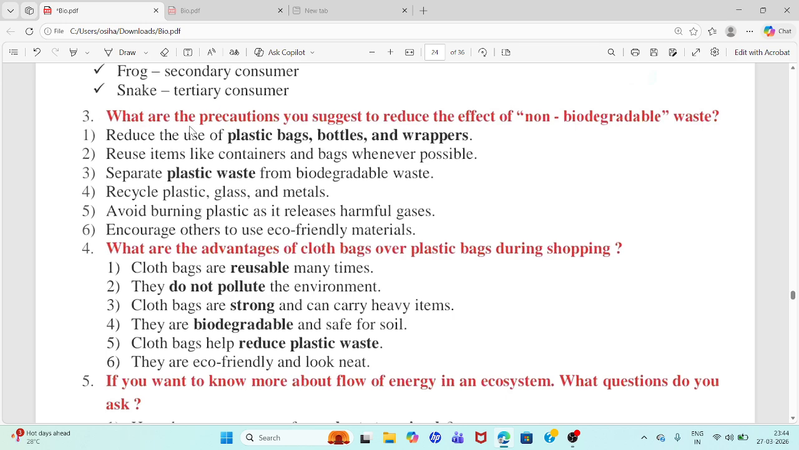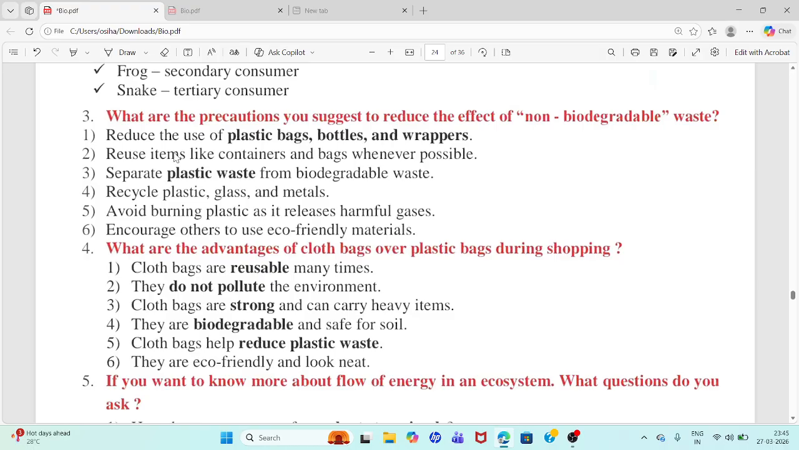Third question: what are the precautions you suggest to reduce the effect of non-biodegradable waste? These are the suggestions. Reduce the use of plastic bags, bottles, and wrappers. Reuse items like containers and bags whenever possible. Separate plastic waste from biodegradable waste. Recycle plastic, glass, and metals. Avoid burning plastic as it releases harmful gases. Encourage others to use eco friendly materials.